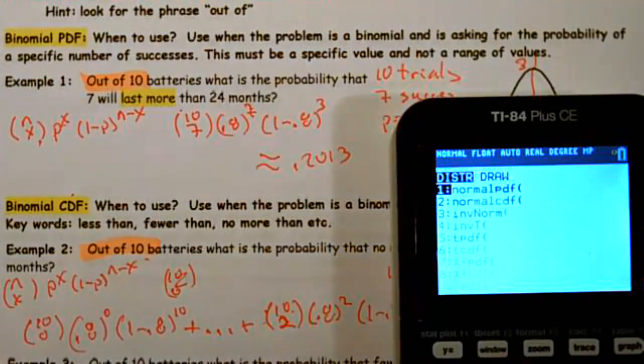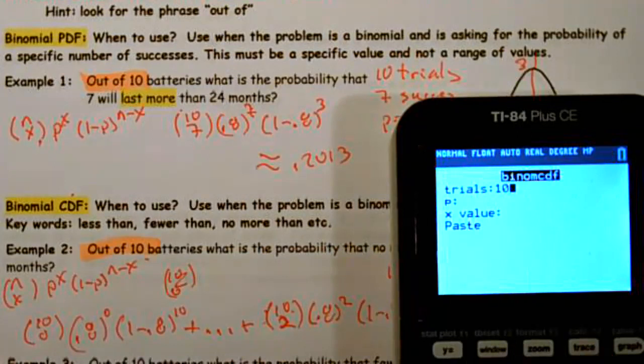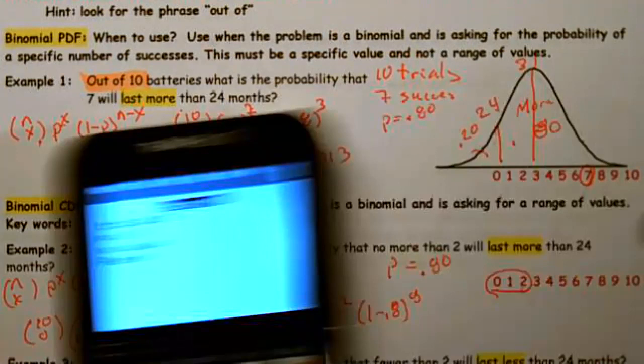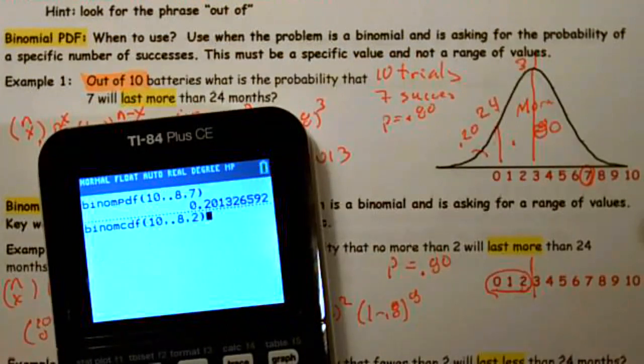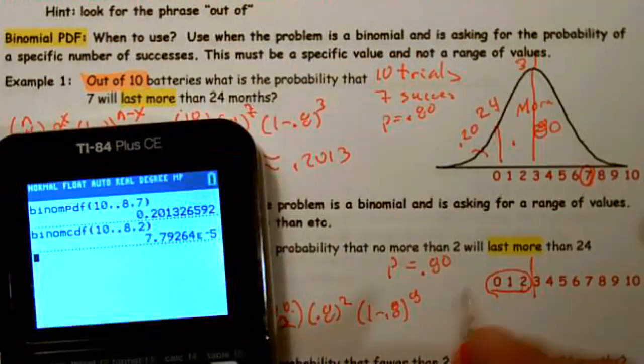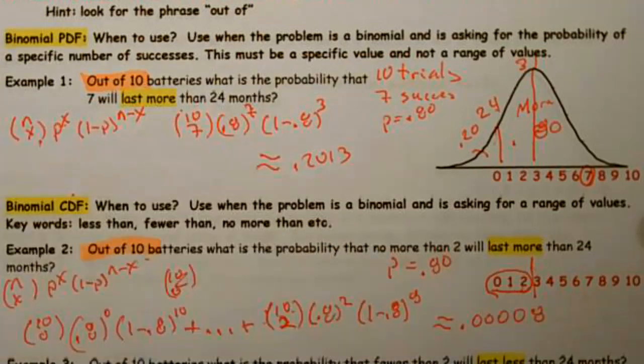So second vars, binomial CDF, 10 trials, p is 0.8, our probability is 0.8, and our X value, because we're working from left to right, and remember the calculator always works left to right, we're choosing the highest value that's below the line. Well, the highest value below the line is 2. So we end up getting a pretty small probability, 0.00008. And you could probably cut that out.